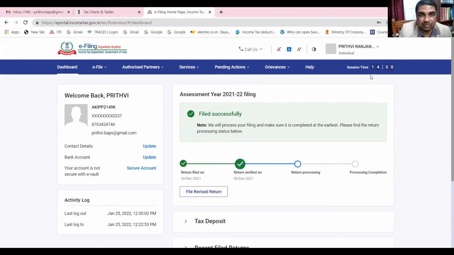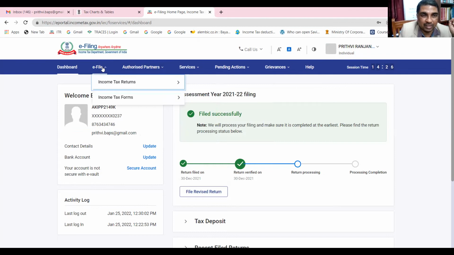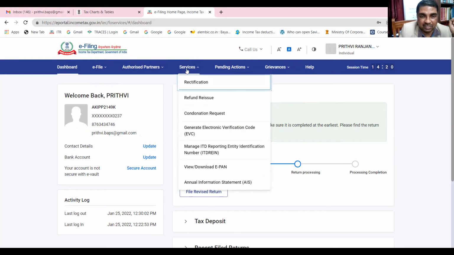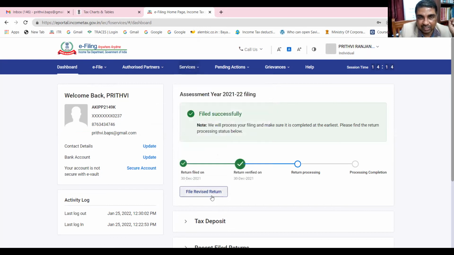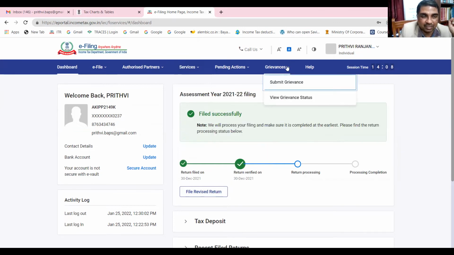So now many things you can see here. You can go do e-filing later on. You can e-file income tax return. You can add a chartered accountant. You see various kinds of services available here for refund and more. If there is any pending action, you can verify here. And grievances one can submit here. So all these things you can find here.